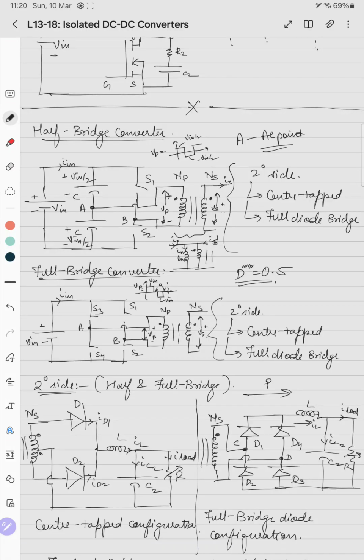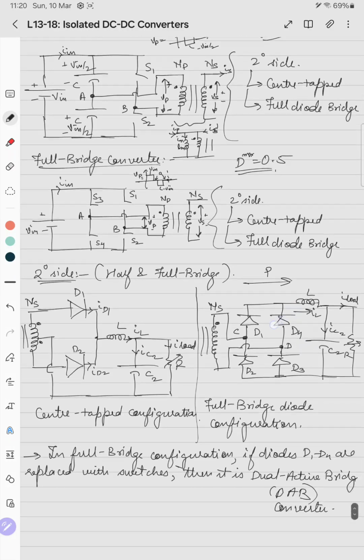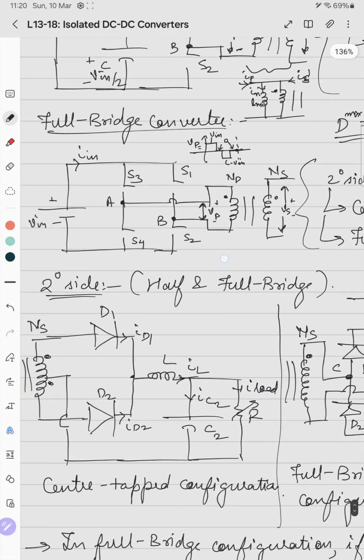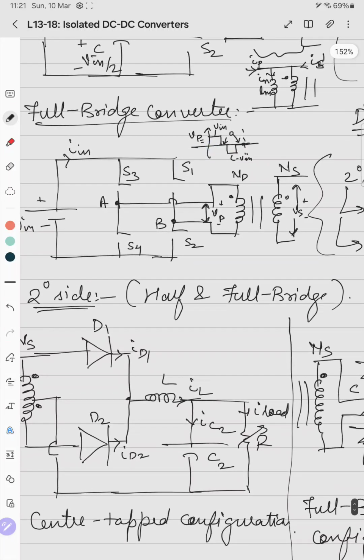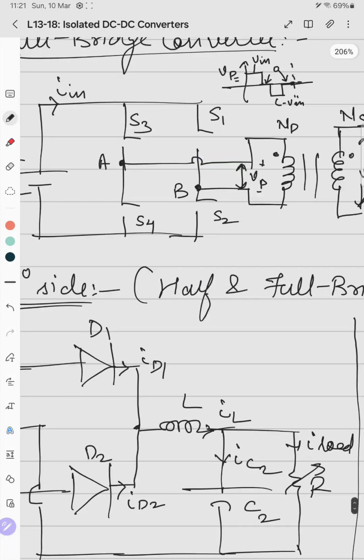Then the number of devices used in the full bridge configuration is 4. Yeah, 4 switches are used. Sorry, in the primary side 4 switches are used. So what happens is, if you have this 4 switches configuration, they do not share ground for the driving circuit. So basically we have 4 switches.